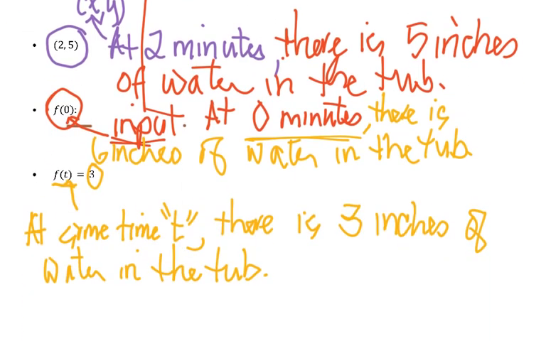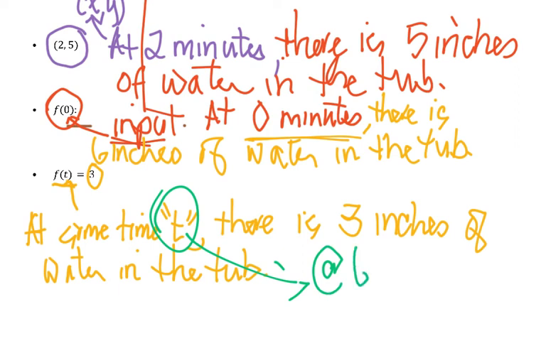So at some time t, there is 3 inches of water in the tub. What is that time? So instead of at some time t, we could actually say at 6 minutes, because we read the graph, we got the information, there are 3 inches of water in the tub. All right, that's what it means. Phew, hopefully that helped. I'm going to stop there. I just want to show you the next slides.